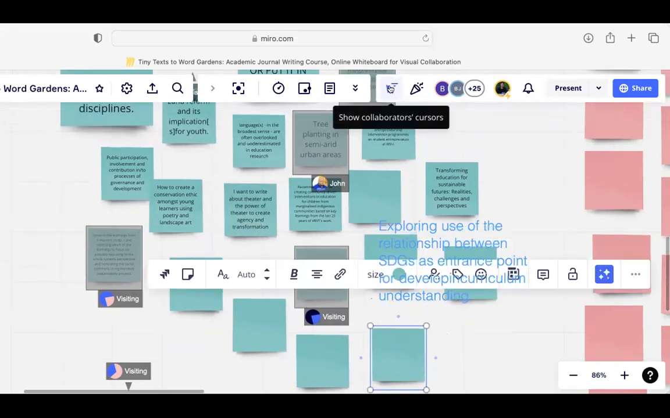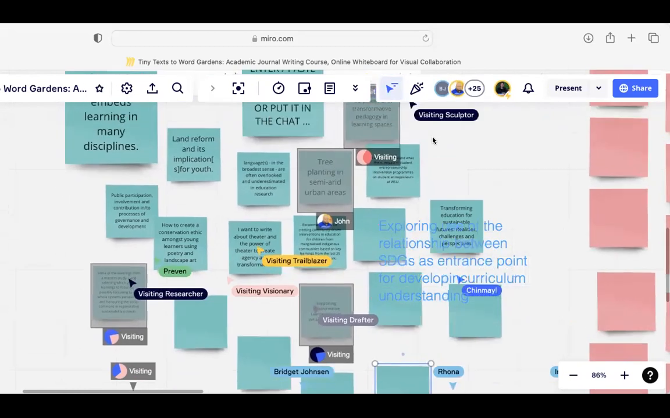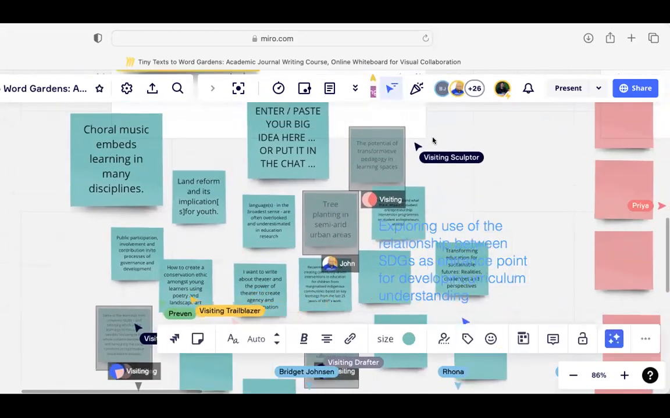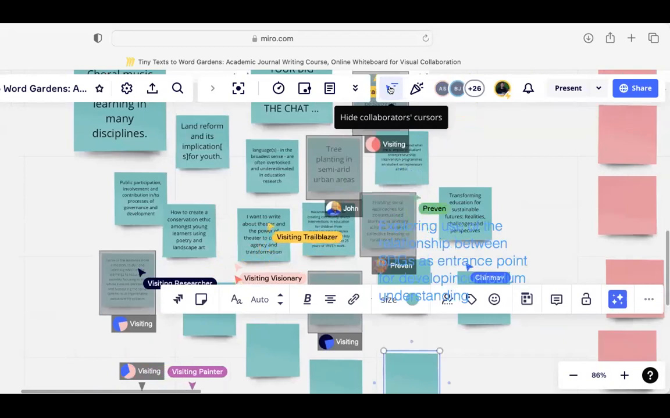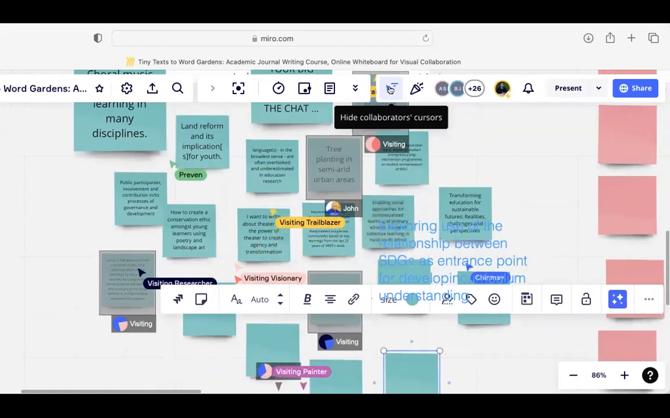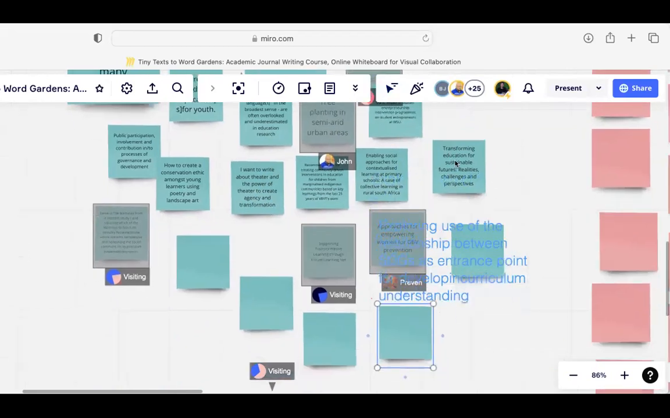Remember that if you don't want to see everybody's cursors, you can switch it off here at the top. If it's on, you can see everybody's cursors and you can see how busy everybody is. There's a visiting sculptor wanting to write about the potential of transformative pedagogy in learning spaces. There's a visiting trailblazer here. And if you don't want to see everybody else's cursors, hit this little arrow at the top. Then it changes from blue to black, and all of the cursors disappear. So you've got more visual space on the mirror board.